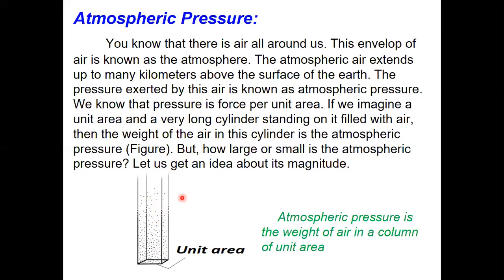But how large or small is the atmospheric pressure? See children, we know that pressure is the force per unit area. If we imagine a unit area and a very long cylinder standing on it, filled with air, then the weight of the air in the cylinder is the atmospheric pressure. So the atmospheric pressure is the weight of the air in a column of unit area.